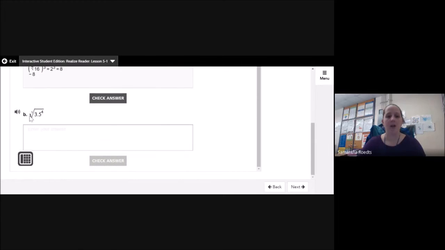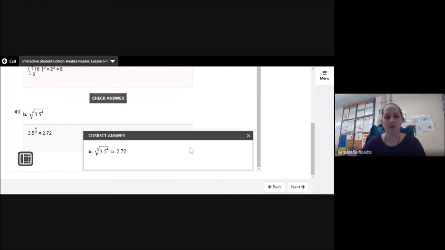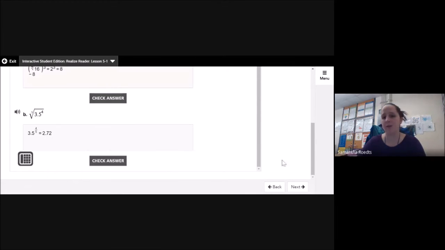Okay. The fifth root of 3.5 to the 4th power. So this is like saying 3.5 raised to the 4/5 power, which equals, handy dandy calculator, 3.5 raised to the 4/5, which gives me 2.72 approximately. You can also do it here. Check your answer, approximately 2.72.